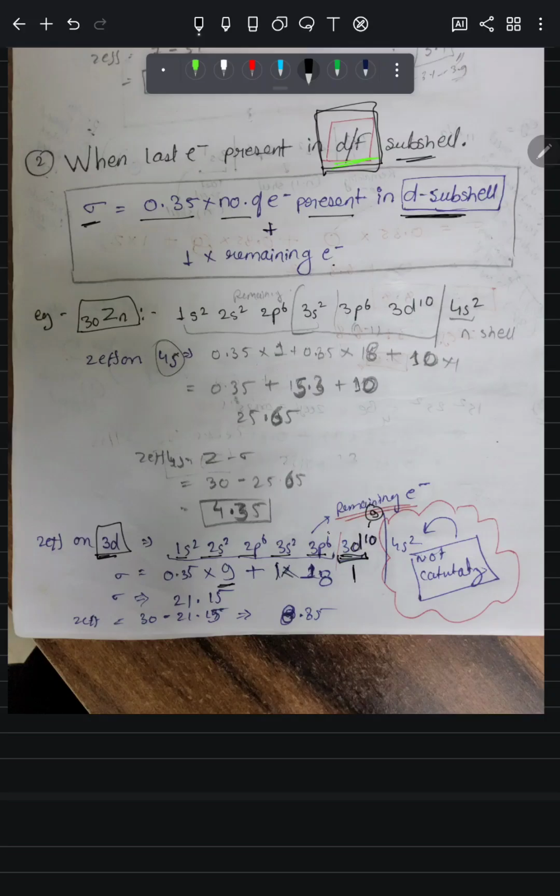How many remaining are there? 6 plus 2 plus 6 plus 2 plus 0. These are all the remaining electrons here. So after calculating we get 21.15. So Z effective nuclear charge for the 3d orbital is 30 minus 21.15, then 8.85 will be the answer.